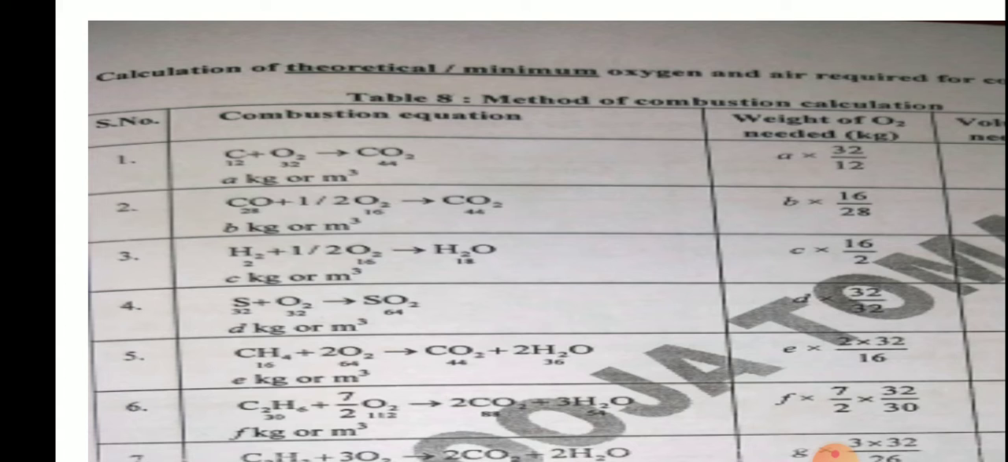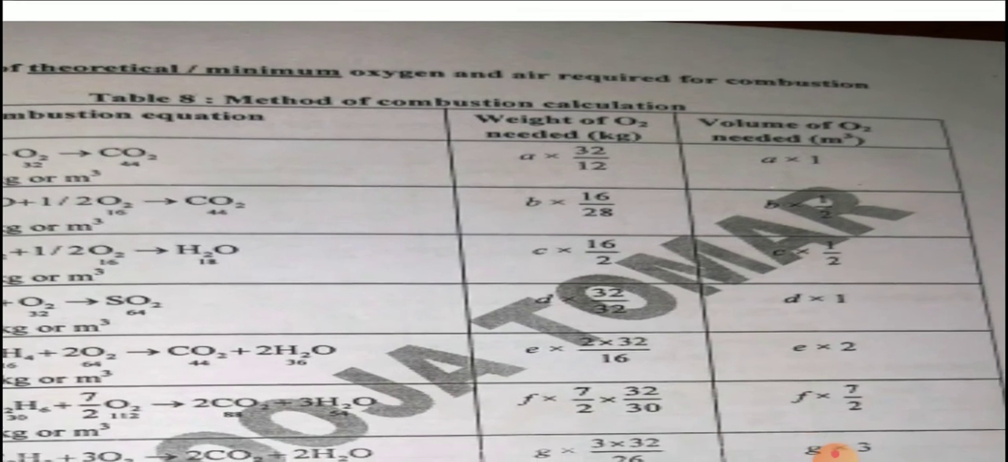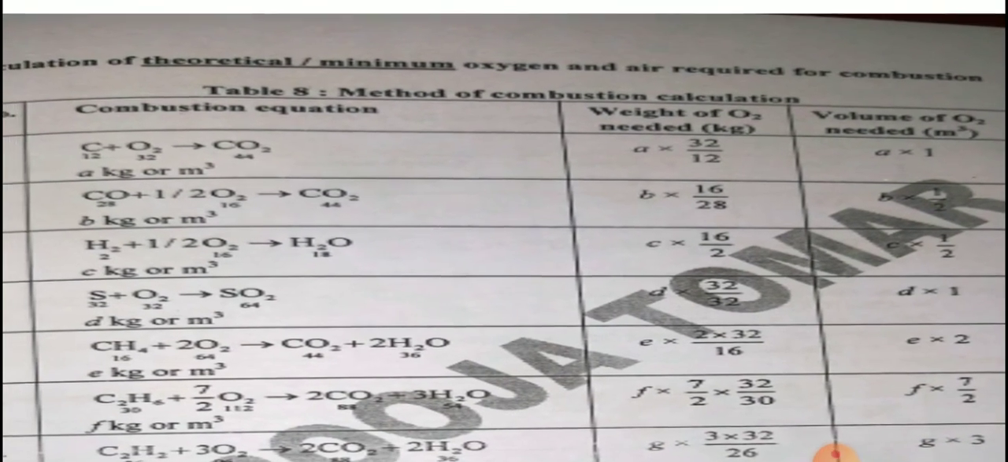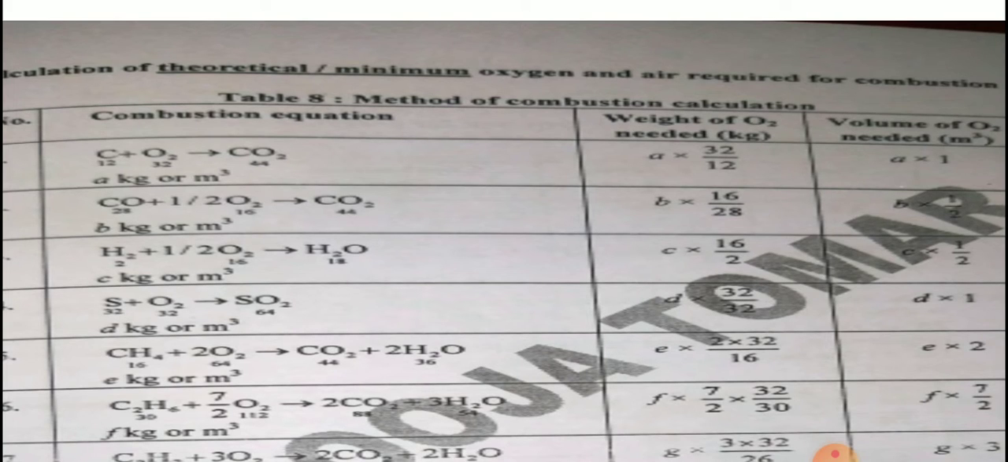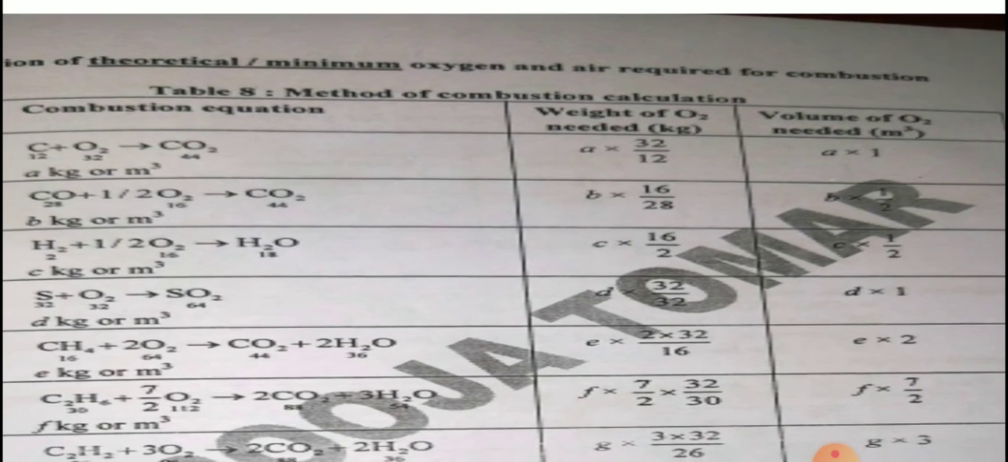So, 1 kilogram will require 32 by 12 kilogram of oxygen. So, A kilogram of carbon will require A into 32 by 12 kilogram of oxygen. Volumetric calculation: 1 volume of carbon requires 1 volume of oxygen to form 1 volume of carbon dioxide. So the reaction is 1:1, and A volume of carbon will require A into 1 volume of oxygen.